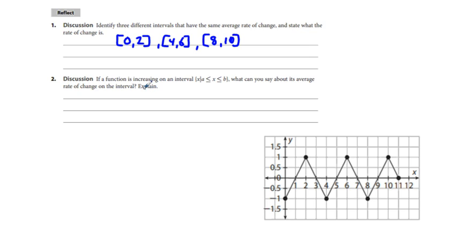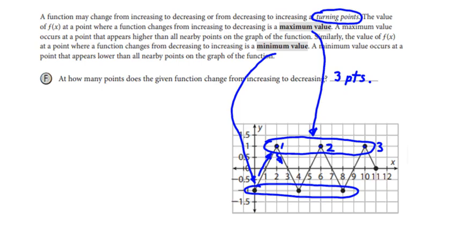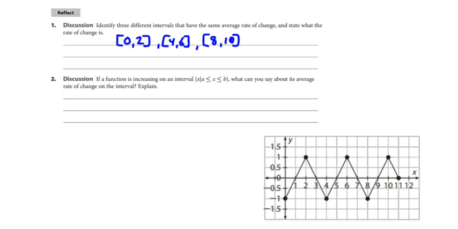Discussion. If a function is increasing on an interval from x equals a to b, what can you say about its average rate of change on the interval? Well, remember back here, we had the definition of our average rate of change, f of x2 minus f of x1 over x2 minus x1. Let's go ahead and apply this. This time we're given a and b.